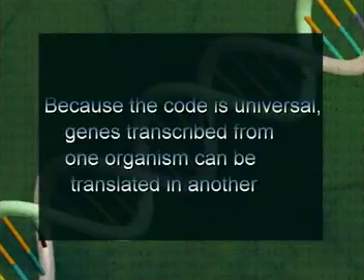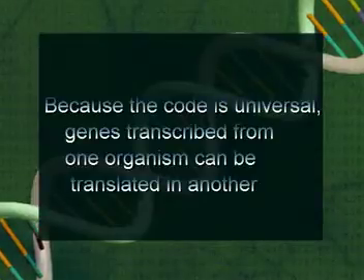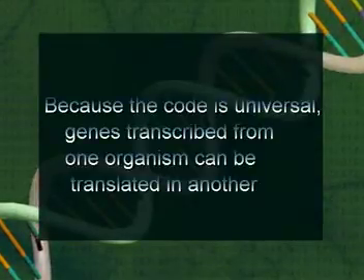Its universality implies that this must have happened at such an early stage that all living organisms are descended from a single pool of primitive cells in which this occurred. Because the code is universal, genes transcribed from one organism can be translated in another.